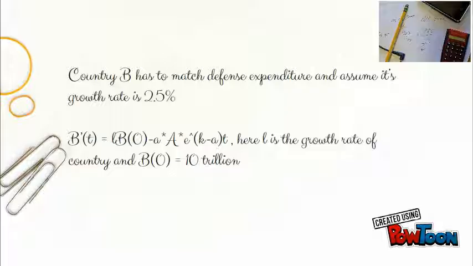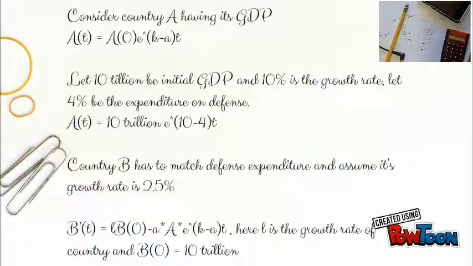Integrating both sides of B'(t) = l times B0 minus coefficient of fraction times A0 times e raised to the power (k - a) t, from 0 to t, we get B(t) = e raised to the power lt in brackets B0 minus the integral of a times A0 times e raised to the power (k - a - l) t from 0 to t, wherein B(t) = e raised to the power lt in brackets B0 minus a times A0 times (e raised to the power (k - a - l) t minus 1) divided by (k - a - l).